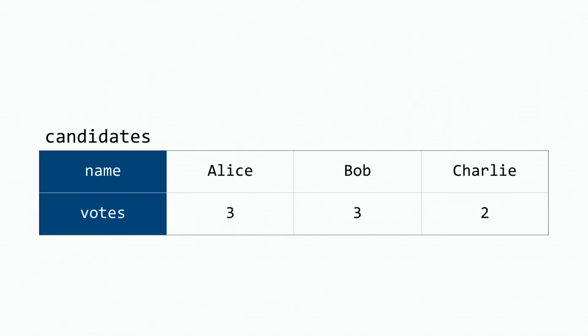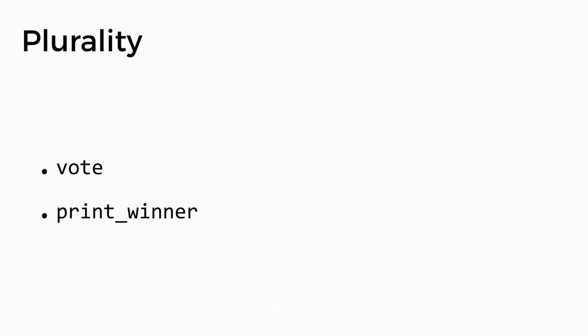But consider, for example, these vote totals, where both Alice and Bob are tied for winning the election at 3 votes each, so your program should print out Alice on one line and then Bob on the next line. After you've implemented these two functions, vote and print_winner, you should have implemented all you need to be able to simulate a plurality election. And by running ./plurality, you should be able to type in a sequence of votes and have your program output who the winner of the election is.